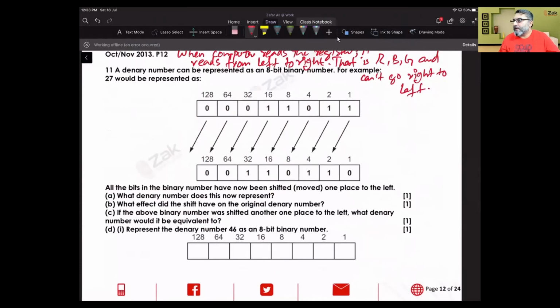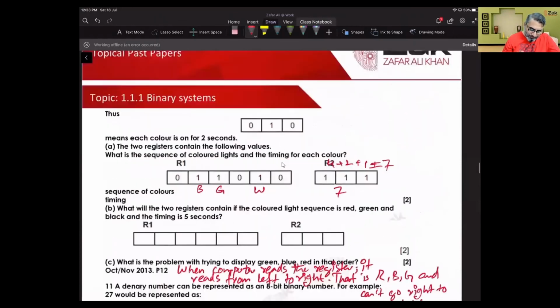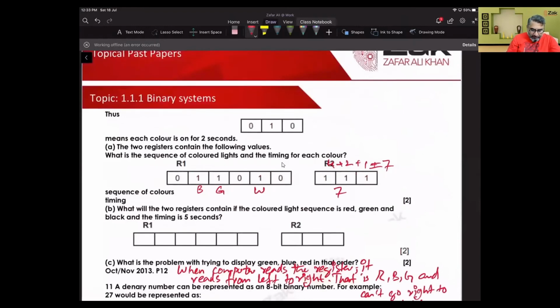So can you explain how the register is blue, then yellow, and then black? I told you that when the computer reads, it reads from left to right. So first it will be lit at blue and then green and then yellow. I mean white, not yellow. Okay? And every single color will be lit for 7 seconds. So it is reading from left to right, and 0, no color, then blue, then green, then 0, no color, then white. That is how.